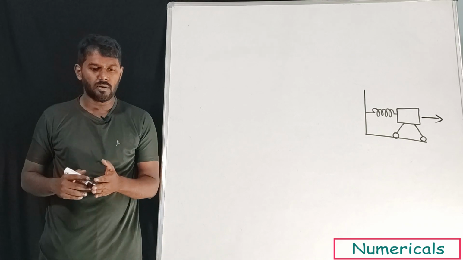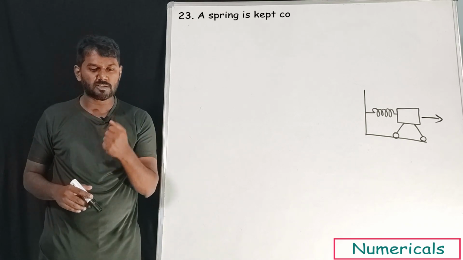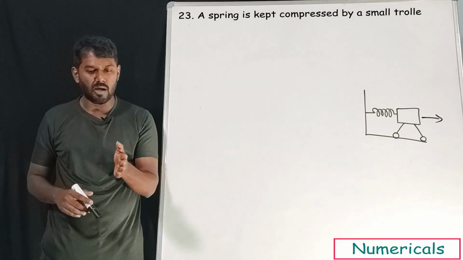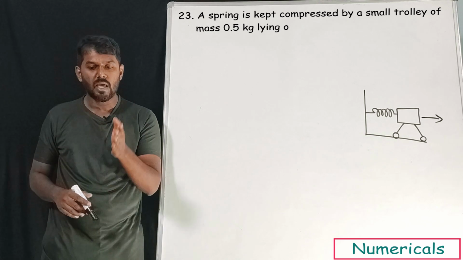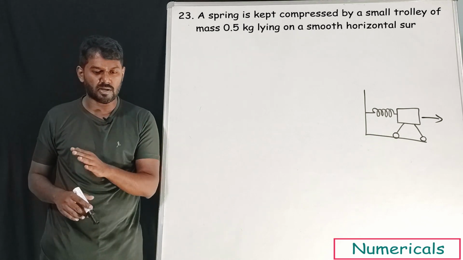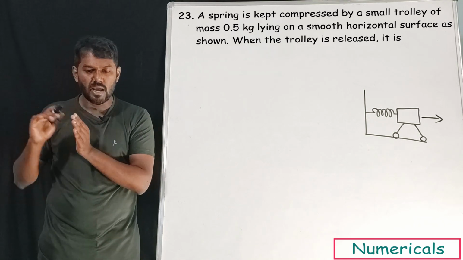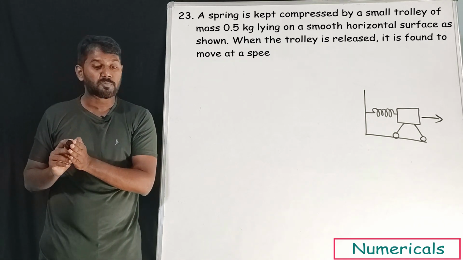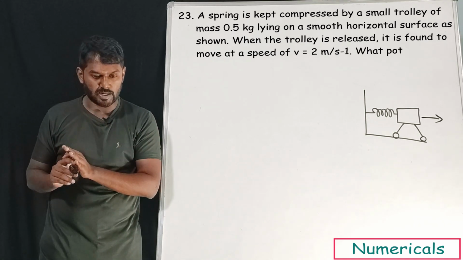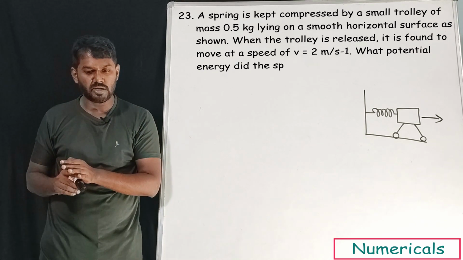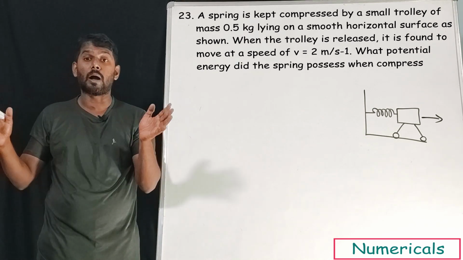Our last question. A spring is kept compressed by a small trolley of mass 0.5 kg lying on a smooth horizontal surface as shown in the diagram. When the trolley is released, it is found to move at a speed of 2 meters per second. What potential energy did the spring possess when compressed?